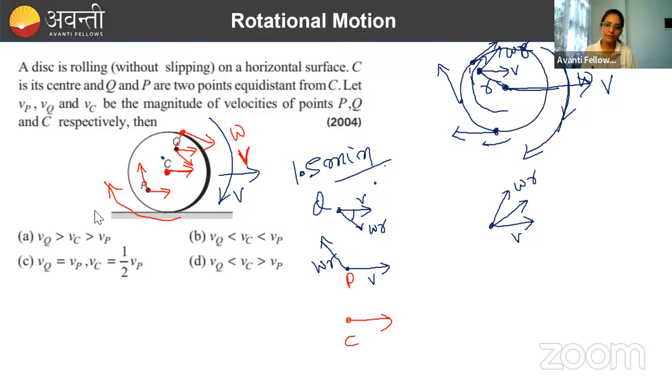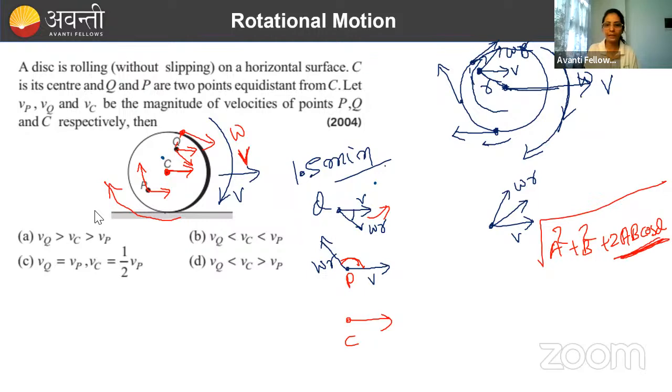Now just compare these velocities. This is acute angle now. This is obtuse angle. So if you're going to add, addition of vector looks like what? A square plus B square plus 2AB cos theta. Cos is positive only in first and fourth quadrant. So if this angle is obtuse, in second quadrant, it means this value is going to be negative. And in first case, this value is going to be positive. So with V square and omega r k square, something will get added in the first case, something will get subtracted in the second case.